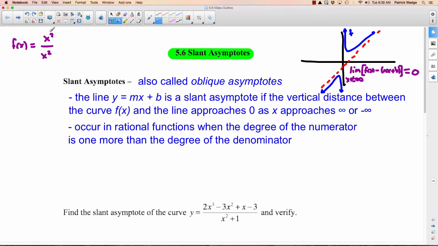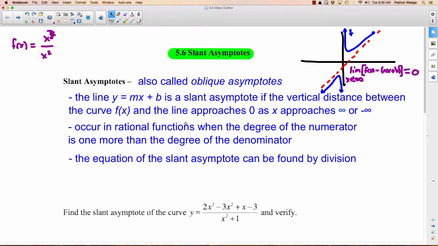What happens if the numerator's degree is bigger, like 3 here? That means there is no horizontal asymptote, but there could be a slant asymptote. When? When the degree of the numerator is 1 more than the denominator, and that's the case here: 3 is 1 more than 2. If this was 4, there would be no horizontal and no slant asymptote. But if this is a 3, then there is a slant asymptote.